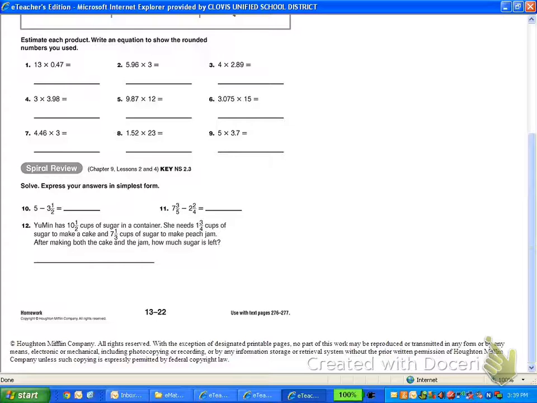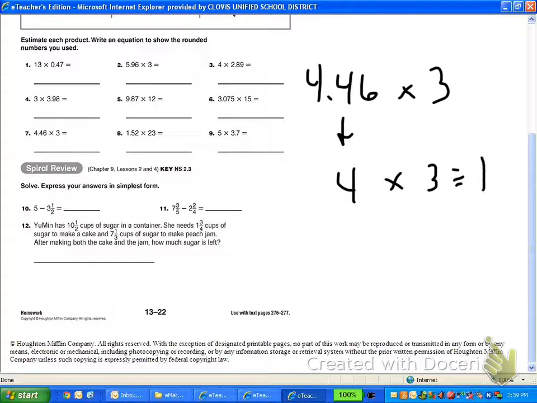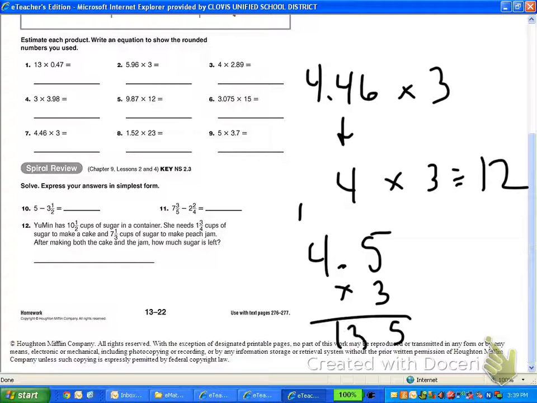And let's try one more. Let's try number 7. Got 4.46 times 3. 4.46 is closest to 4, and 3 would be 12. This one could also have been rounded off to 4.50 if we're thinking of money. Times it by 3, and we get 13.50, or 13.5. So either way, I'll accept.